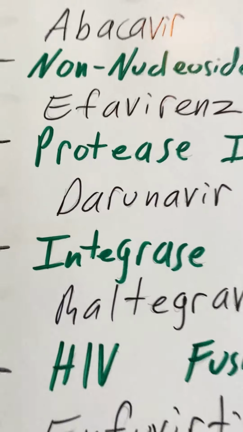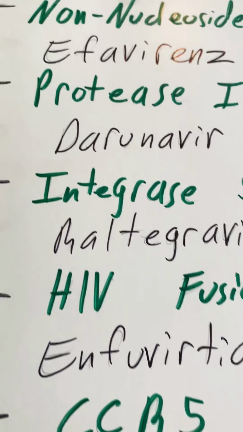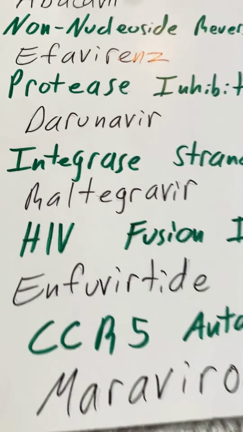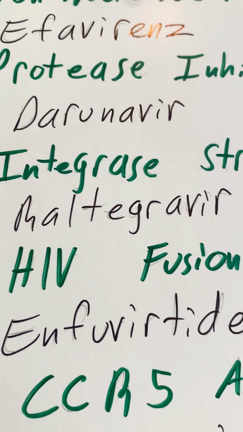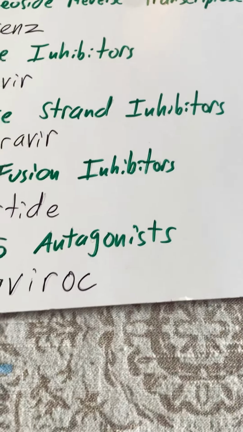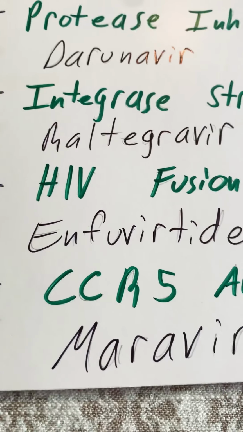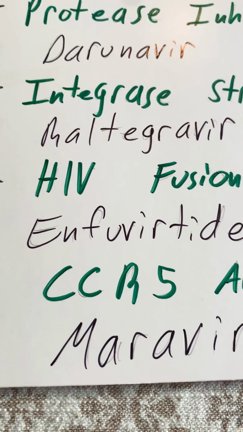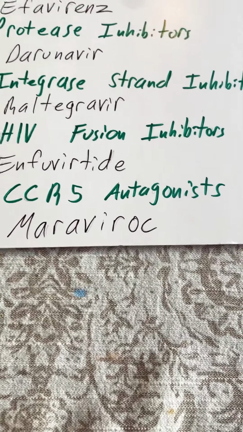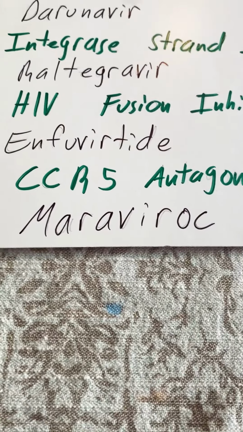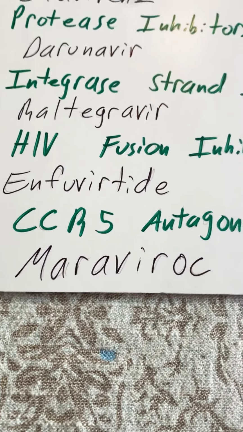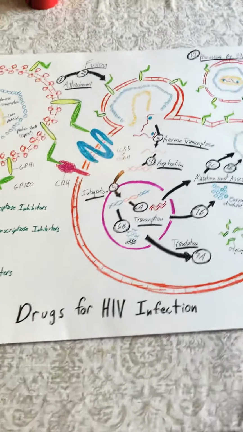Protease inhibitors. There's that. Integrase strand inhibitors. Yeah, I'm not even going to try that one. HIV fusion inhibitors. And this is the one we mentioned earlier, the CCR5 antagonist. I guess I'll say Maraviroc. So, yeah, there it is. Good luck.